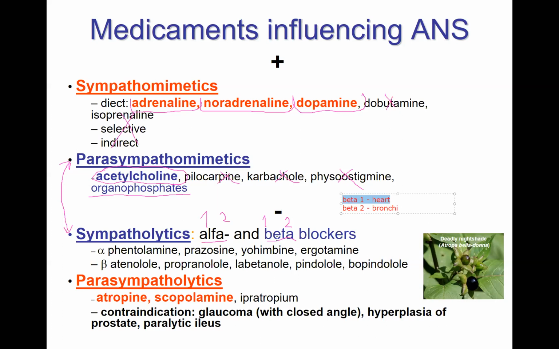So if you give just a non-selective beta blocker, you can reduce the heart rate and help, but you can close the bronchi, as the sympathetic system widens the bronchi. If you use the beta blocker, it, on the contrary, constricts the bronchi. And what happens to the patient? He suffocates and can die.